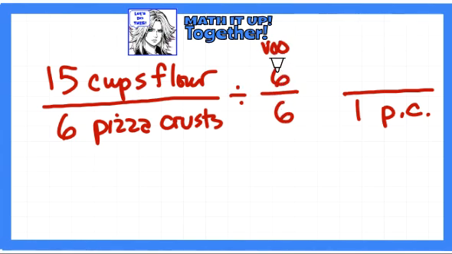And when I divide that 15 cups of flour by the number 6, I get 2.5, and that's cups. So if I want to just make 1 pizza crust, I can change this recipe, and it tells me here through the math that I will need 2.5 cups to make 1 pizza crust.